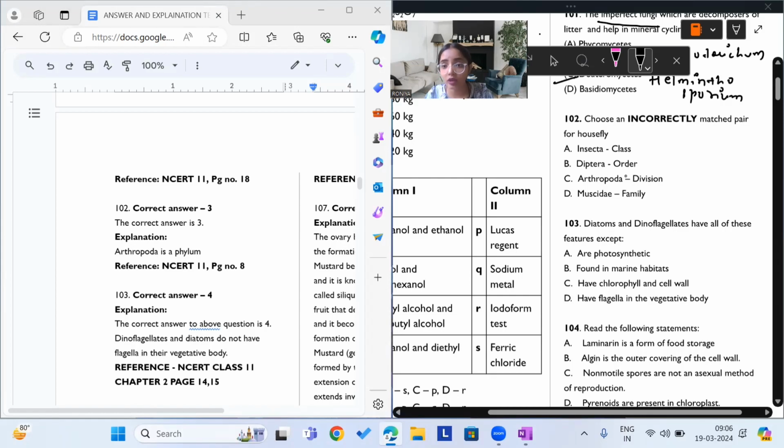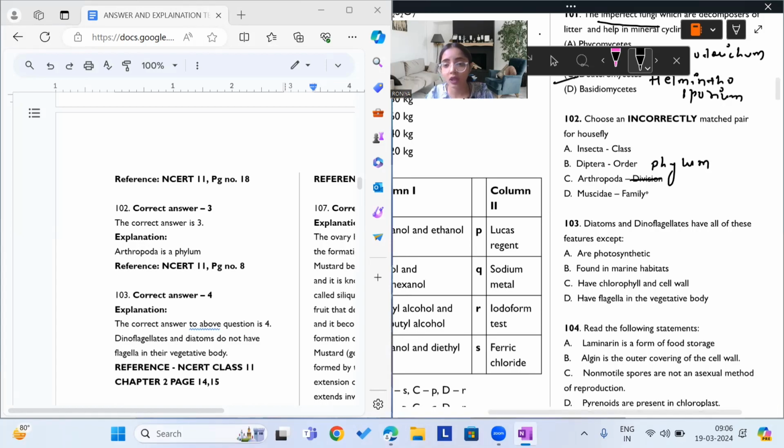See, let us go through it. Insecta. Yes, Insecta is a class. Diptera is an order. That is also correct. Arthropoda, is Arthropoda a division? No, it is a phylum. Okay, Arthropoda is a phylum. Okay. So the answer to question 102 is option number 3. That is the C option or third option. Okay, Muscidae is a family. That is also a correct option.